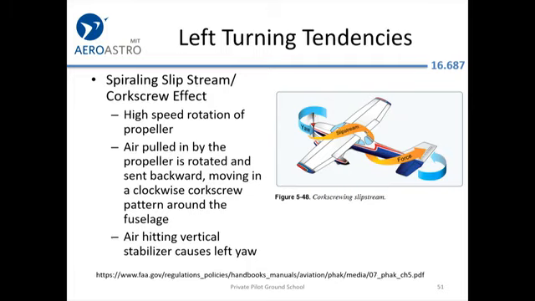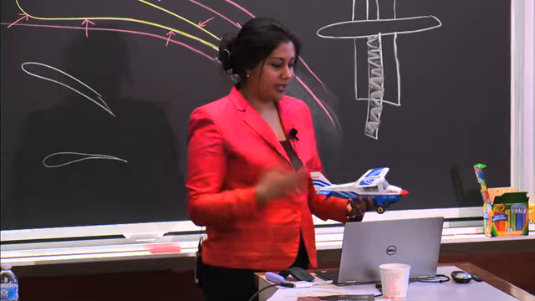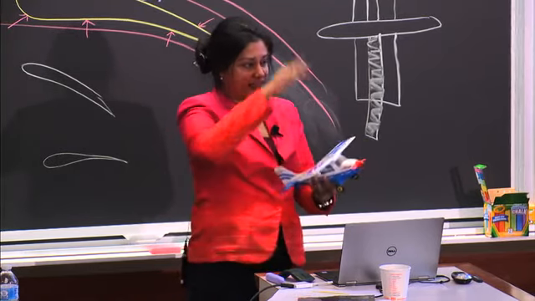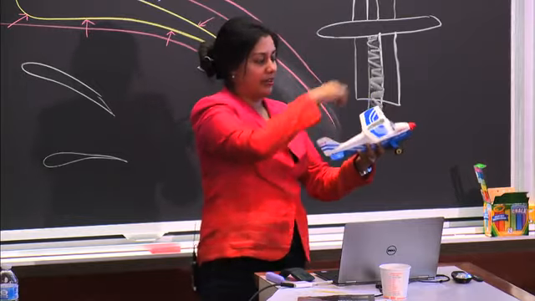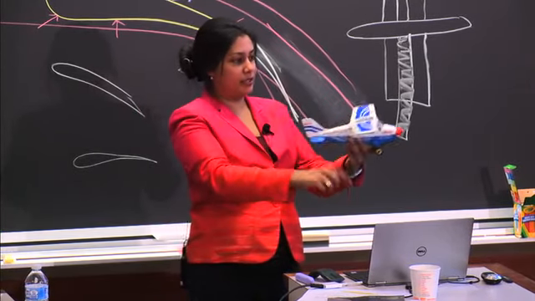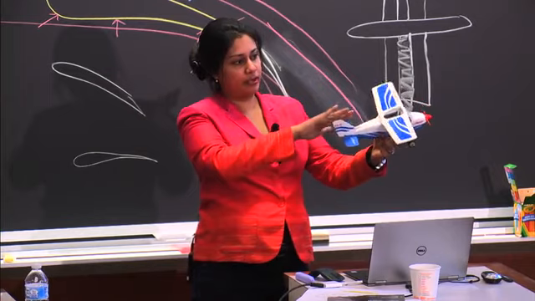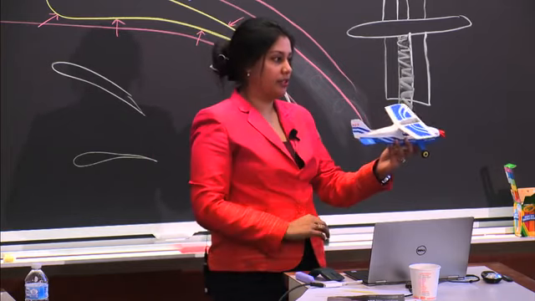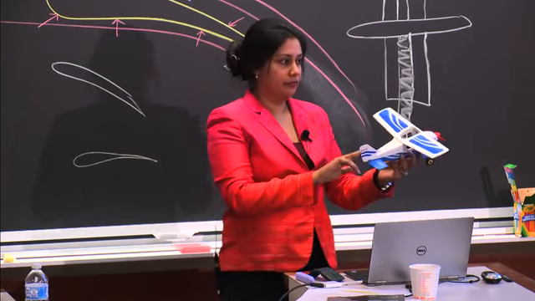Another one is called the corkscrew effect. Sometimes it's called slipstream or spiraling slipstream. It basically has to do with the fact that a propeller, remember, is just like a wing that's spinning around. It's pushing the air back, and since the propeller is spinning around, the air coming back from the propeller is spinning around the airplane. As it spins around, when it comes up to the back, it pushes on the vertical stabilizer, that tail piece, and causes the plane also to do a left yaw. Does that make sense?